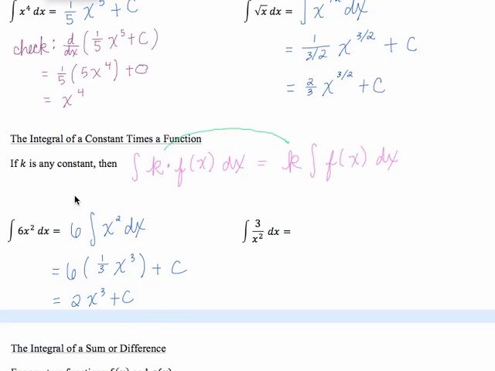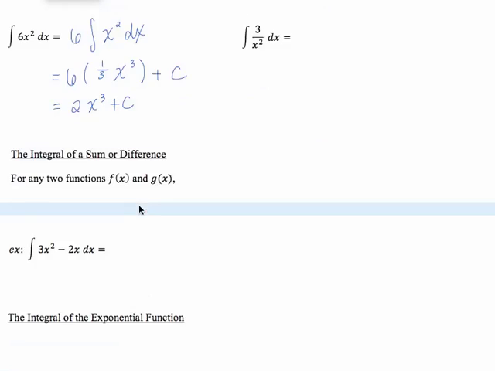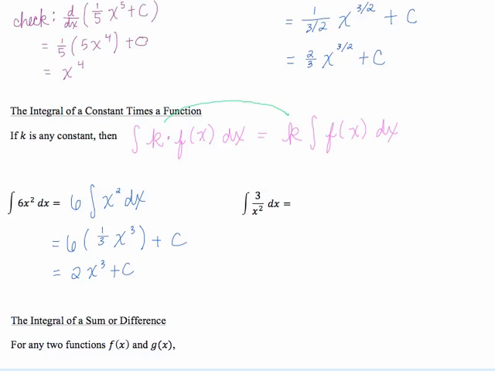Okay, the next one, find the integral of 3 over x squared. Okay, we don't have a rule or a way to antidifferentiate fractions, so instead we need to rewrite this so that we can find the antiderivative using the rules that we have. Well, luckily we can rewrite 1 over x squared as x to the negative 2 dx.